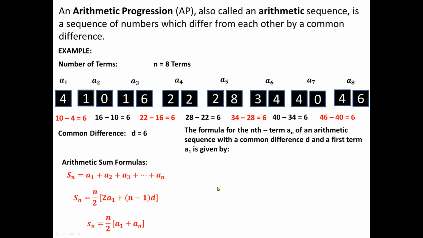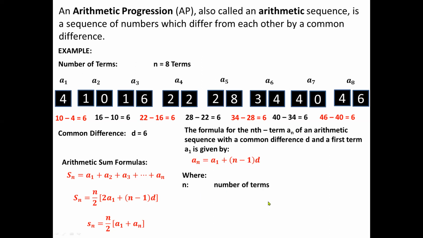Kung halimbawa, hinahanap natin ay pangatlo, pang-apat, panlima, o kahit pang-ilang term man yan, ito ang ating formula. A sub n is equal to a sub 1 plus the product of n minus 1 and d. Okay? So yan ang formula ng ating nth term. Wherein, ito yung ating mga legends na kailangan mong matandaan, anak.